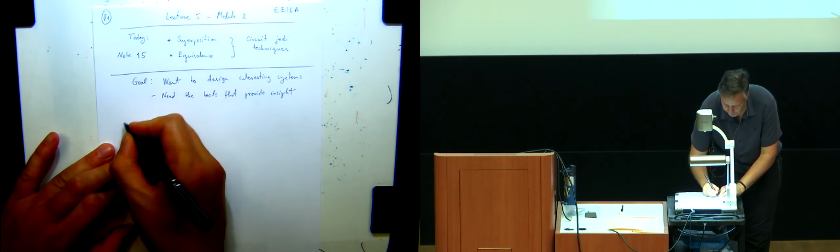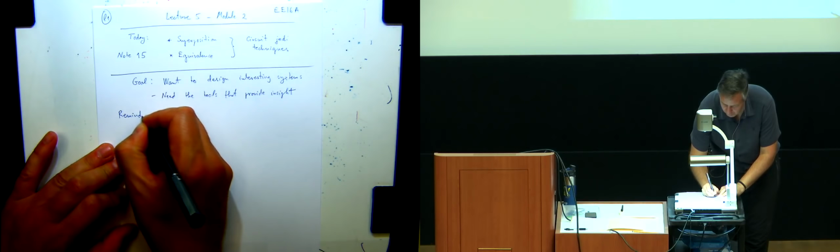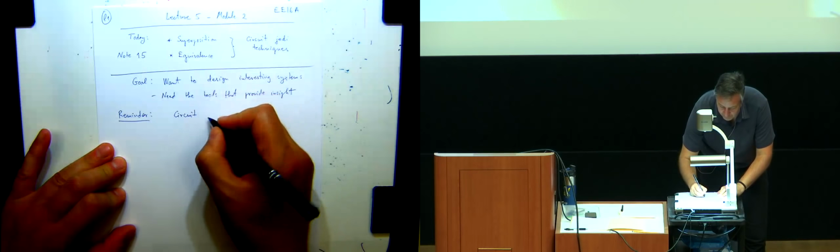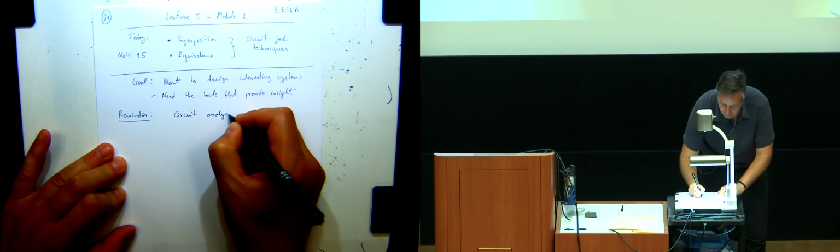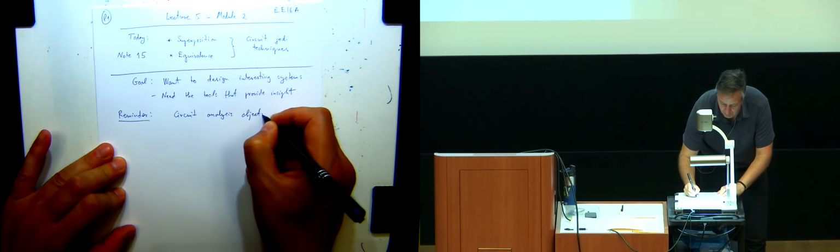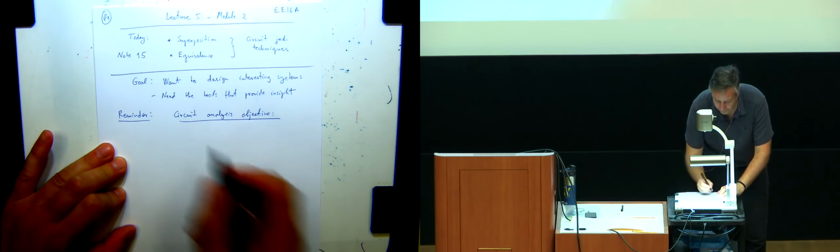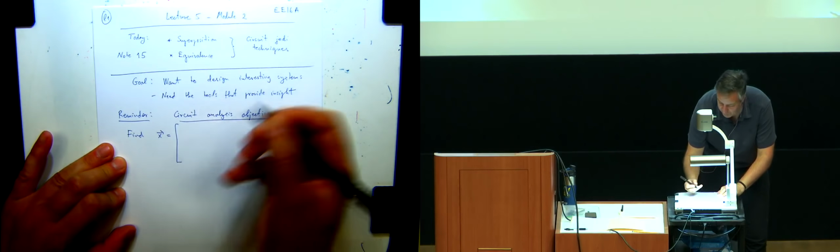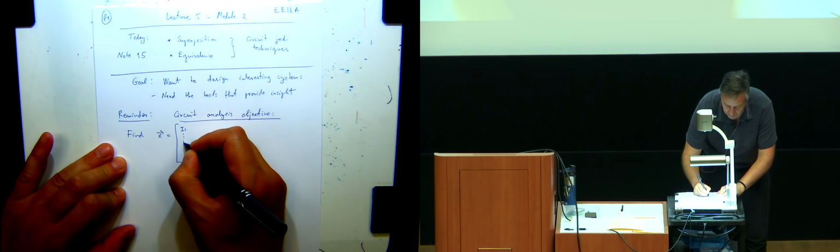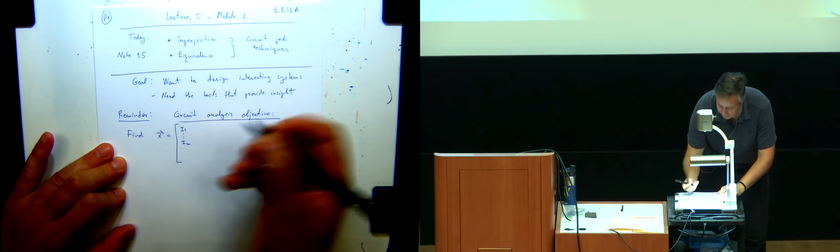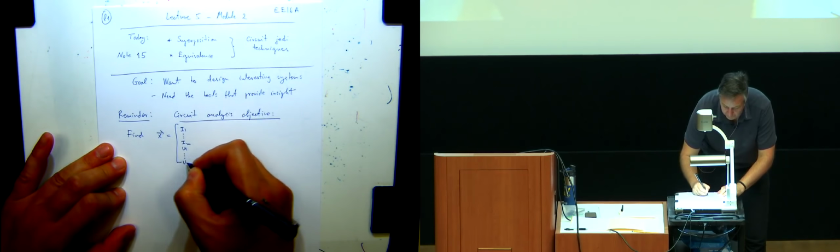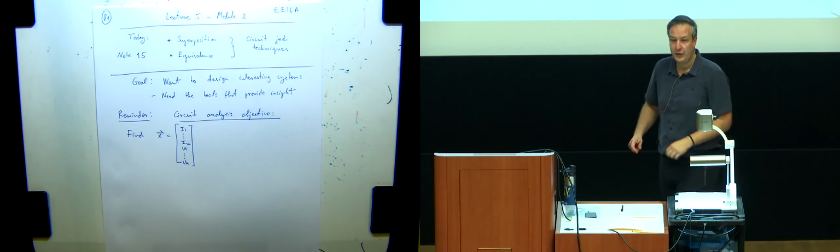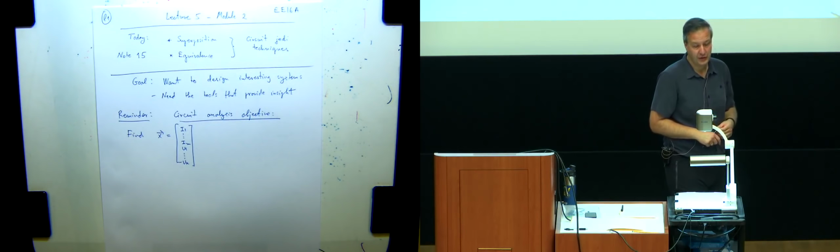Okay, so a quick reminder: let's look at the circuit analysis objective. That was to find some set of unknowns in the circuit, and we said these were the currents of the elements and the node potentials. If you have these, you know everything about that circuit. So that's usually what we did in circuit analysis.